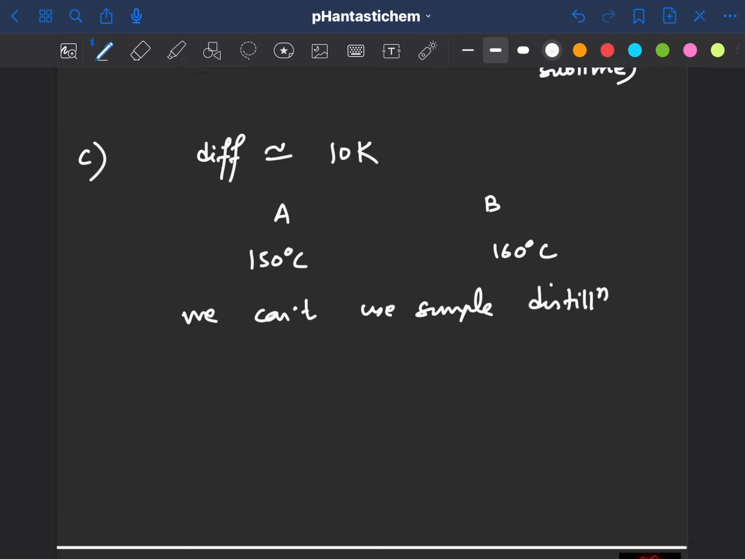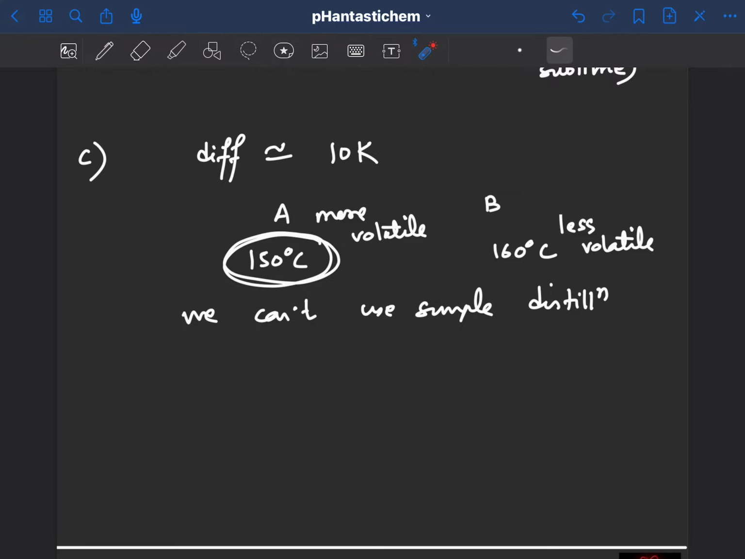Okay, because at the boiling point of the more volatile liquid, this is the more volatile liquid, and this is the less volatile liquid, there will be some amount of less volatile liquid as well, because their boiling points are very, very close to each other. So there will be some amount of B also.